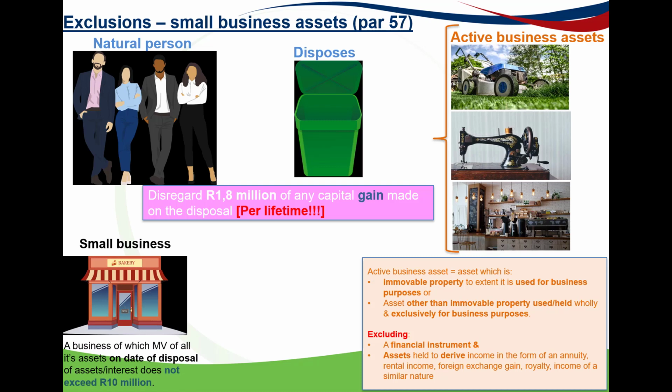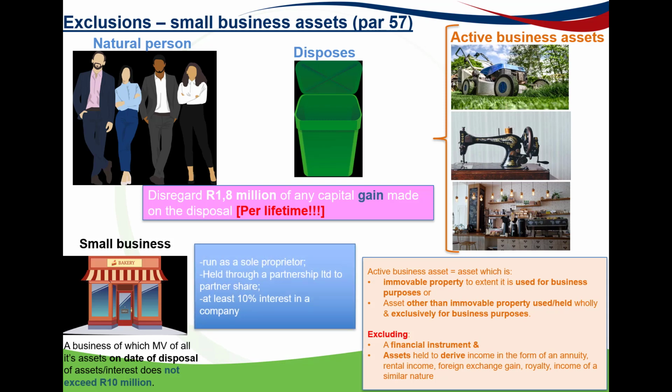In terms of paragraph 57, a small business is a business of which the market value of all its assets on date of disposal of the assets or interests does not exceed 10 million rand. The small business can be in the form of a sole proprietor, interest in a partnership, as well as at least 10% of interest in a company.